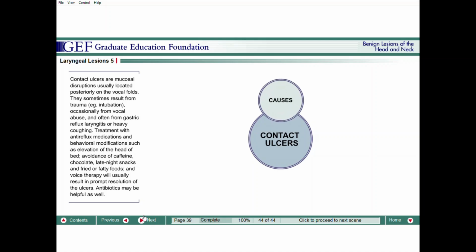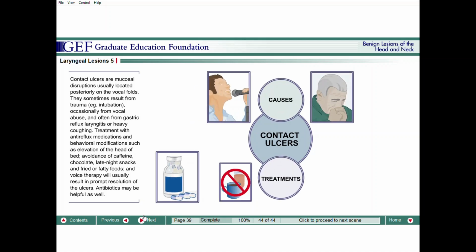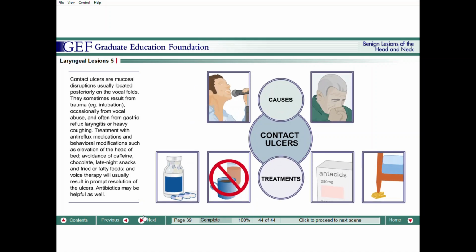Contact ulcers are mucosal disruptions usually located posteriorly on the vocal folds. They sometimes result from trauma, for example, intubation, occasionally from vocal abuse, and often from gastric reflux laryngitis or heavy coughing. Treatment with anti-reflux medications and behavioral modifications, such as elevation of the head of the bed, avoidance of caffeine, chocolate, late-night snacks, and fried or fatty foods, and voice therapy, will usually result in prompt resolution of the ulcers. Antibiotics may be helpful as well.